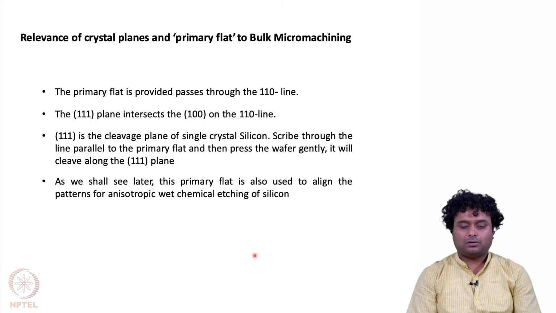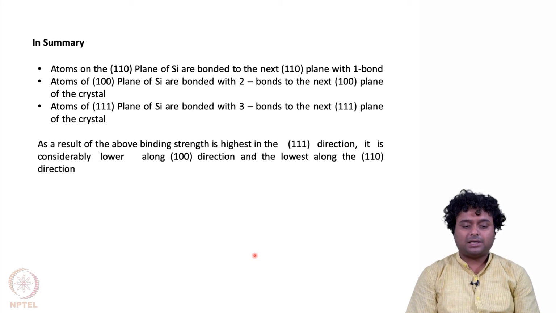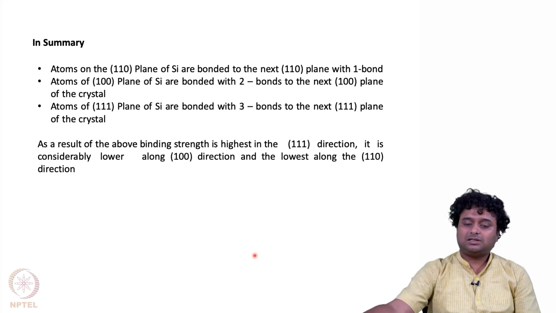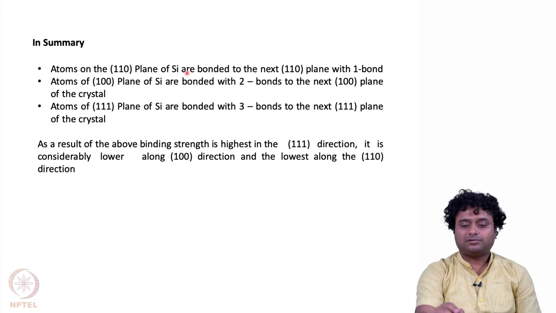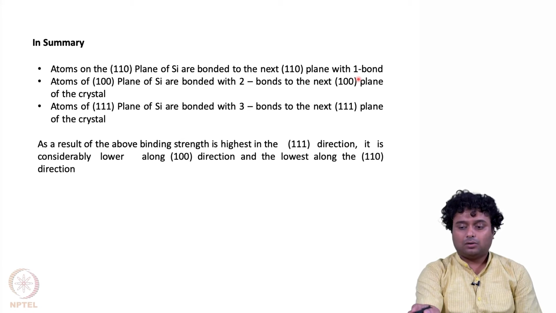While we see lithography, we will also discuss this: usually the primary flat is also used to align the pattern for anisotropic wet etching, or anisotropic chemical etching. In summary, the atoms on the 110 plane of silicon are bonded to the next 110 plane with only one bond, or only one atom is bonded.